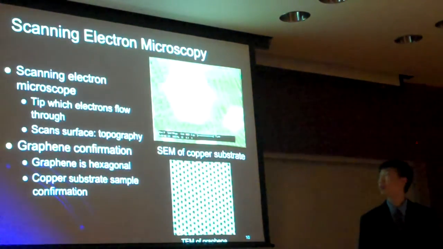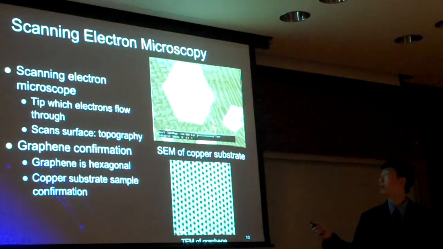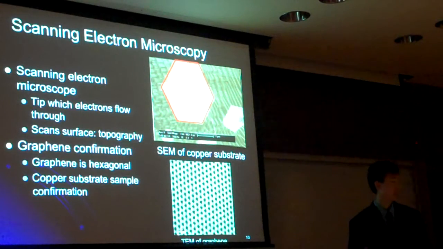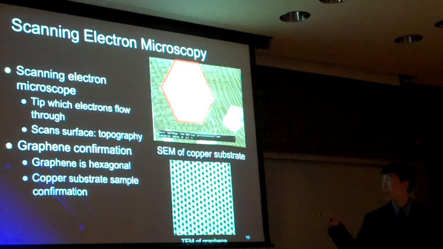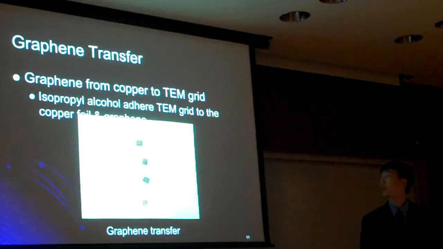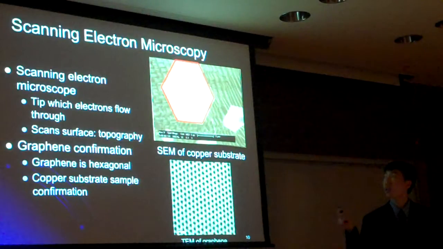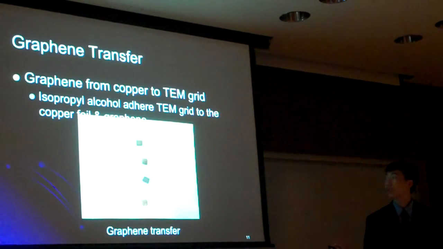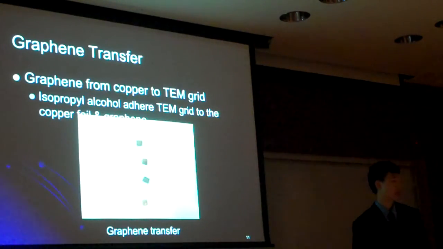So in our SEM, we found this. Now this step-looking stuff is the copper, but we have this hexagonal region that's lighter. Now we believe that that's graphene because of the geometry. So we're going to confirm that afterwards. After we've confirmed this, we move on to transfer the graphene to the TEM grids. So basically what you would do is you would take a drop of isopropyl alcohol and you would use that to adhere these TEM grids, which I'm not sure you can see, but basically you'd adhere it to the copper, which has the graphene on it.